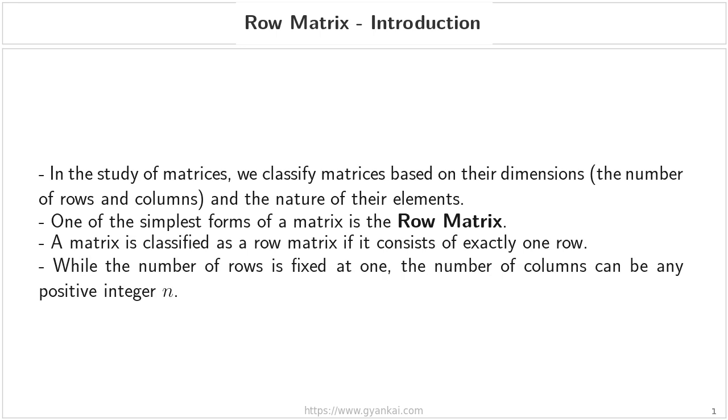Now, keep in mind that while the number of rows is strictly fixed at 1, the number of columns is flexible. It can be any positive integer, which we typically denote as n. As we move forward in the next few slides, we will explore how this specific structure defines the order and the general notation of these matrices.